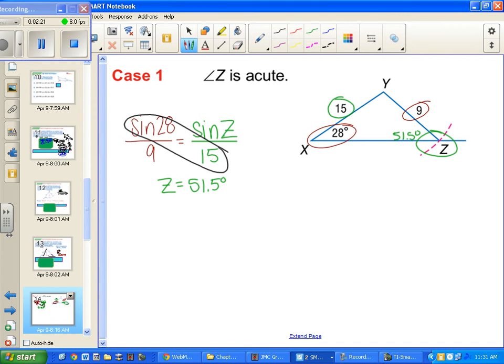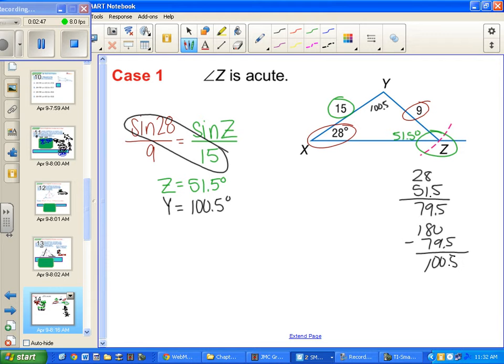Now that we know that, we can figure out what y is. 28 and 51.5, and then we subtract that from 180. And that comes out to 100.5. So we can now say that y is 100.5 degrees.